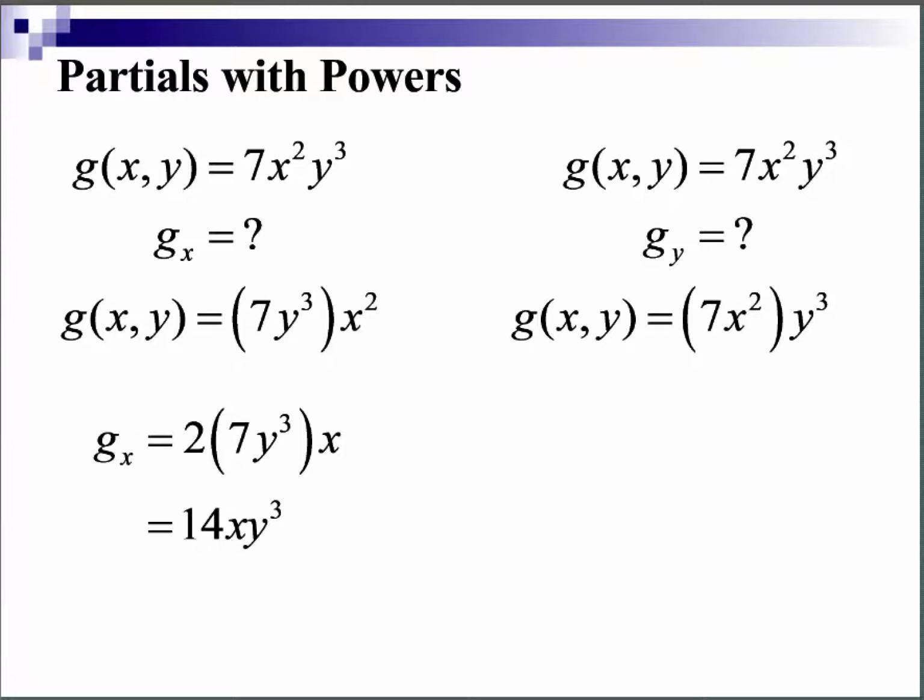To take the derivative, we take that power 3, multiply it by the constant in front, and then reduce the power on the y by exactly 1, from 3 down to 2. And when we clean this up, 3 times 7 gives me 21. We have x squared and we have y squared. So those are the two partials of g.